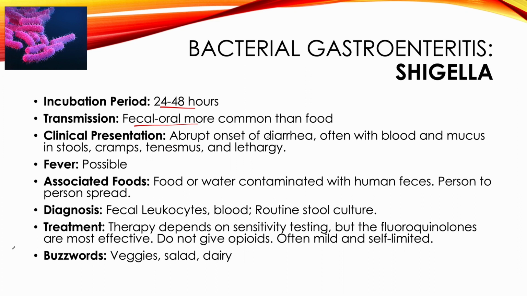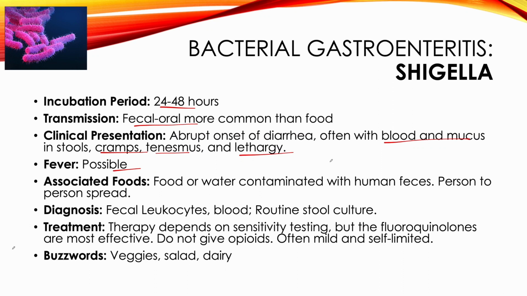You get this abrupt onset of diarrhea with blood, cramping, tenesmus, and lethargy. Patients usually look pretty sick, plus or minus fever. Usually, like we said, it's contaminated with human feces, and you get this person-to-person spread. Patients don't wash their hands after they use the restroom, and then they shake hands with someone else, and then they touch their iPhone, and then they put it up to their mouth, and I don't know. You can extrapolate from there.